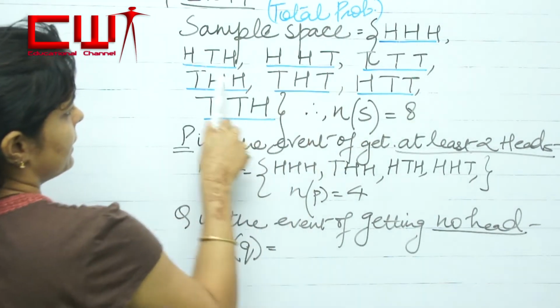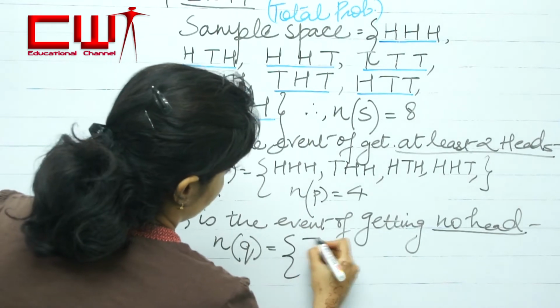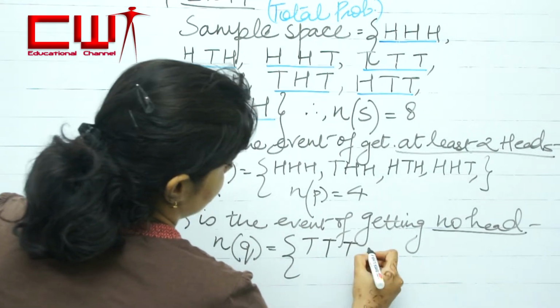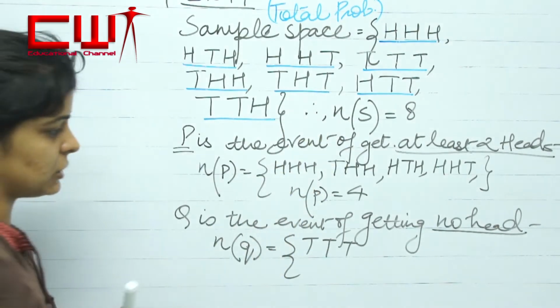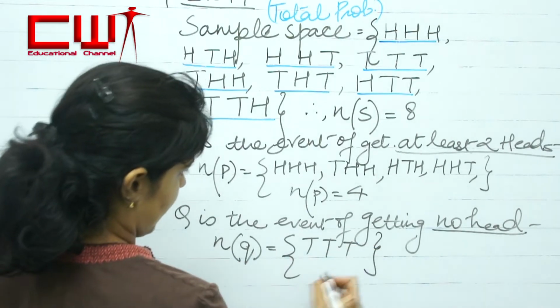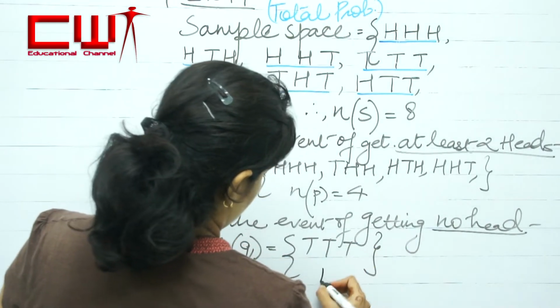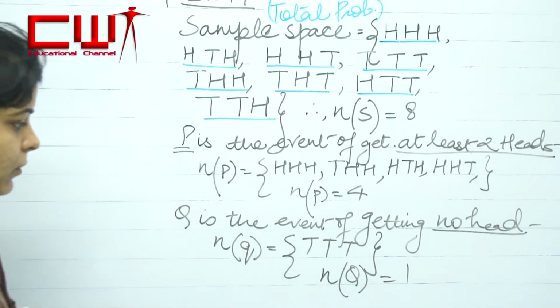Here you have 3 heads, here 2 heads, 2 heads again. This is the situation: T, T, T. Any other situation where you have no heads? No. You have only one situation. So you will have N, Q equals 1. Okay.